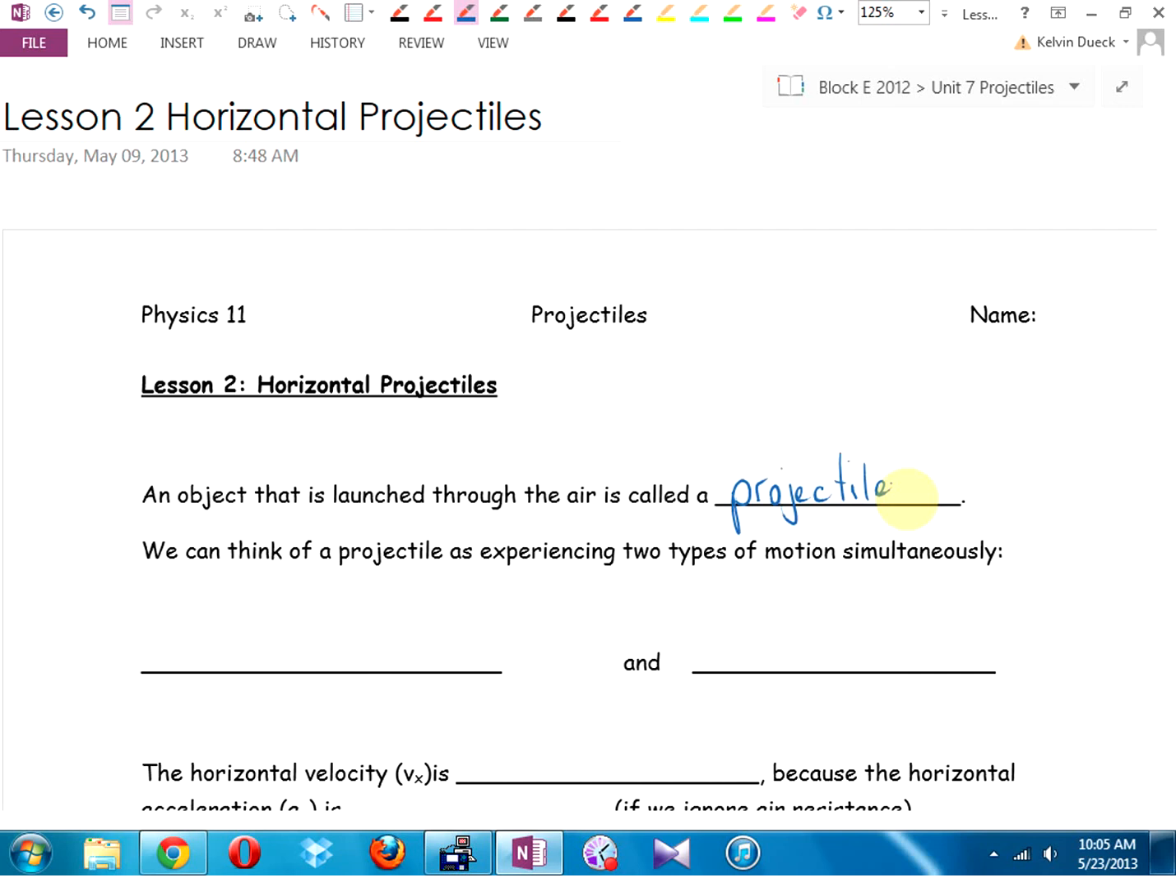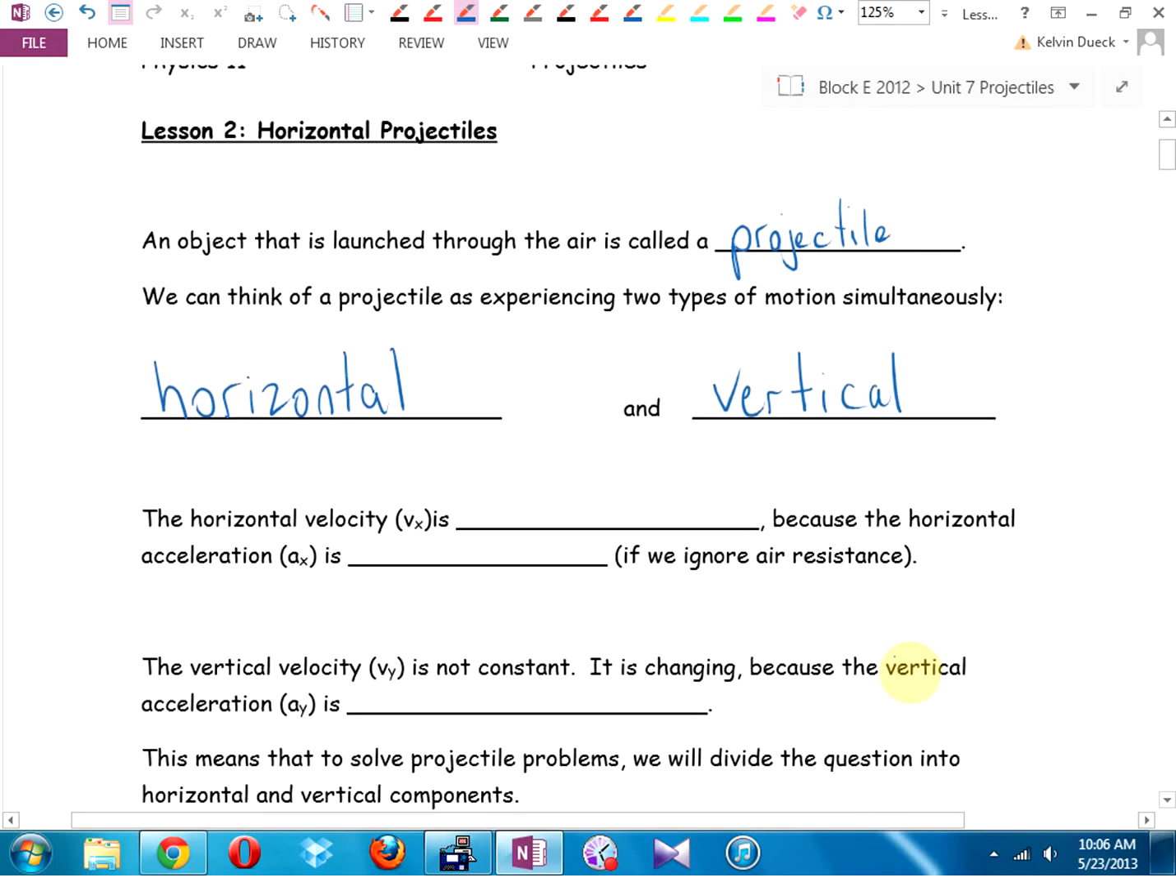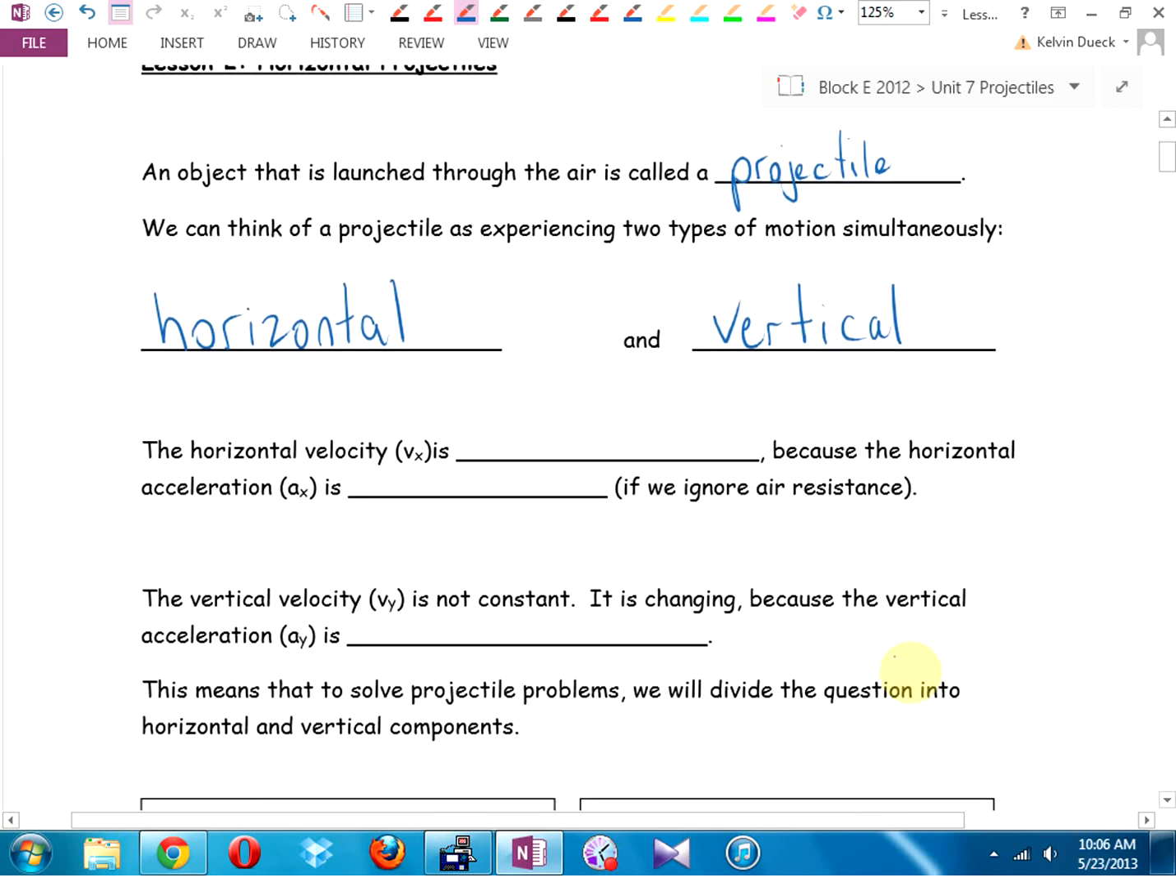We're going to break it up into components, which is why we always do vectors before we do projectiles. So we're going to think of 2 types of motions simultaneously. We're going to talk about horizontal, which I'll usually abbreviate with a capital H, and vertical, which I'll usually abbreviate with a capital V. And now I have to convince you of a few things.